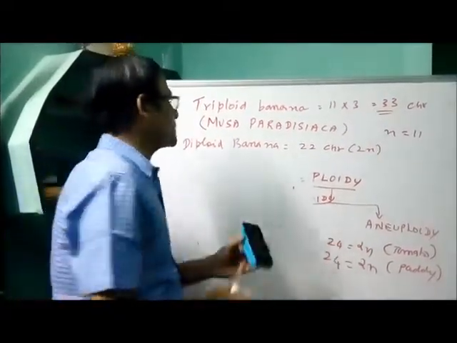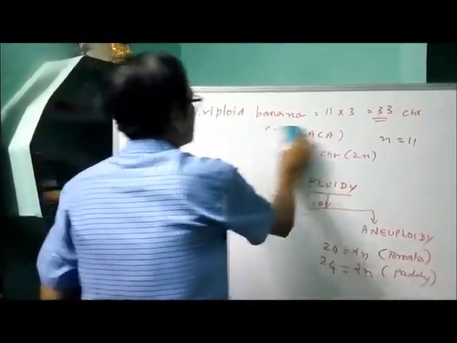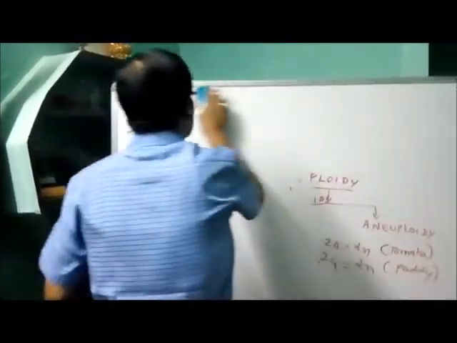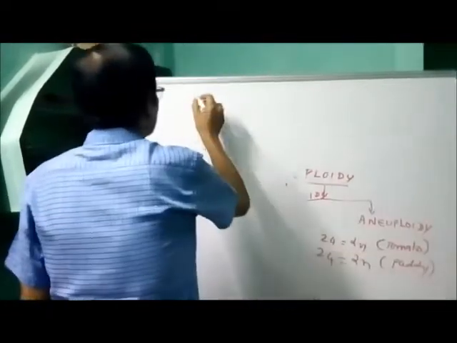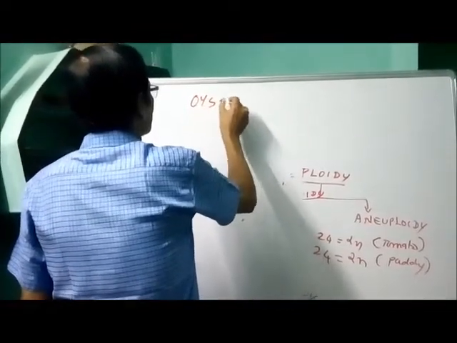This is an example for a plant. There is also another example of a triploid organism, which is an animal. There is the oyster.